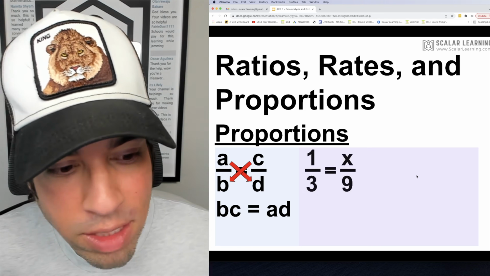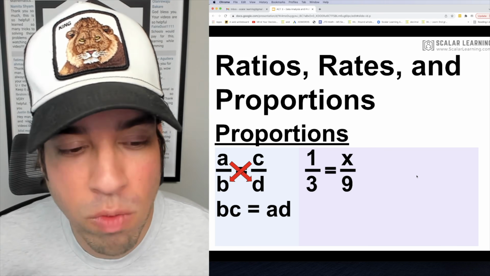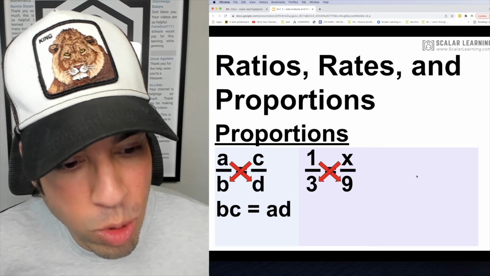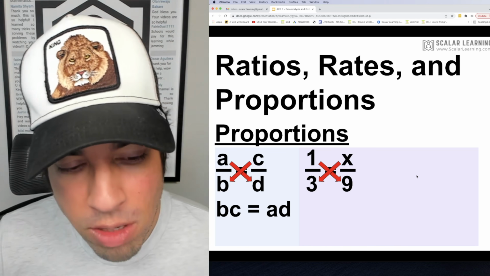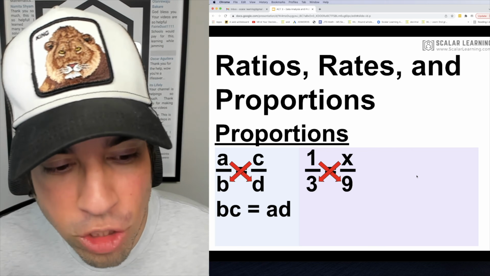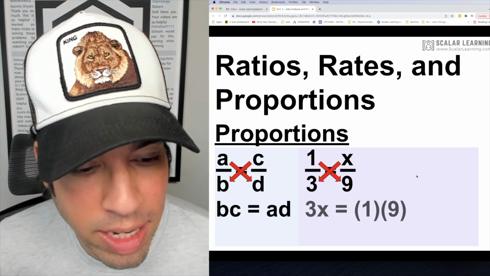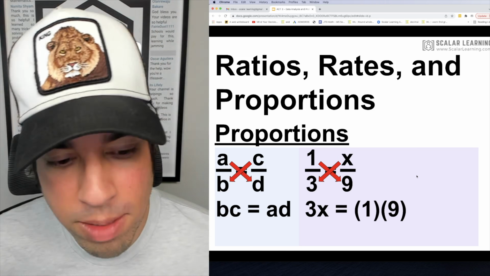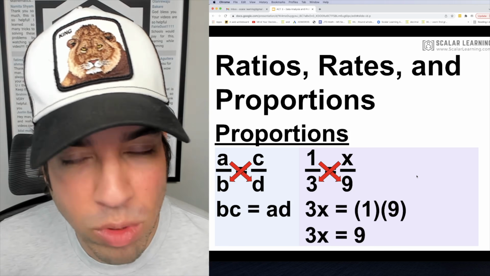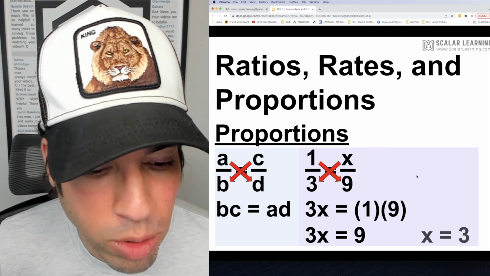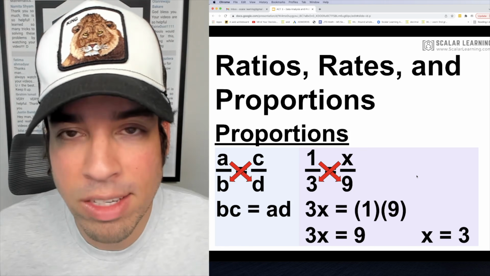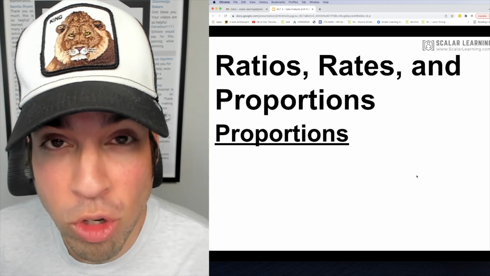So to put this into practice, if I said that 1/3 equals X over 9, to solve, once again, I'm going to cross multiply. So that X is going to jump down and multiply the 3, the 1's going to jump down and multiply the 9, and we get 3x equals 1 times 9. This simplifies to 3x equals 9. To solve, we divide both sides by 3 and get x equals 3. Now I'm going to show you how to use proportions in a word problem.